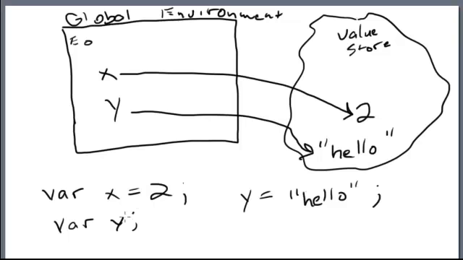This is called a declaration, and a declaration adds identifiers to your environment, and an assignment maps your elements in your environment to the values in the value store. It's the mapping. And this is called a declaration with initialization. So it combines these two operations.